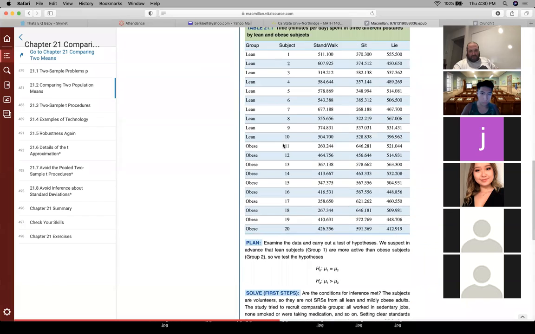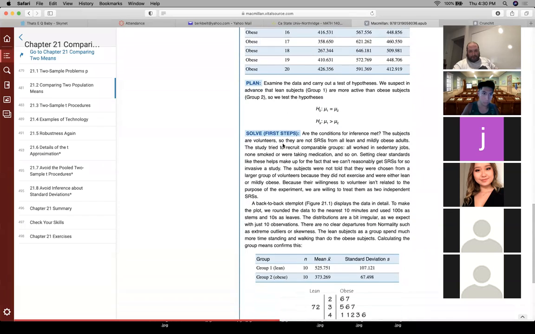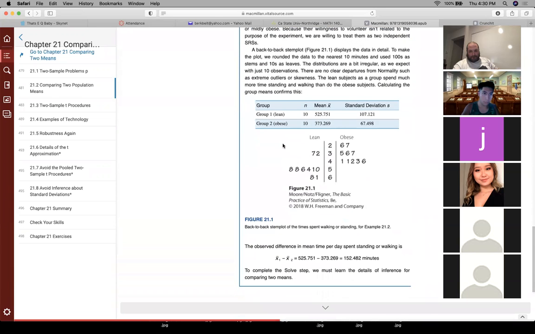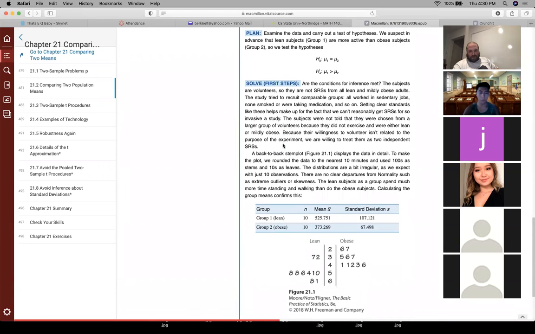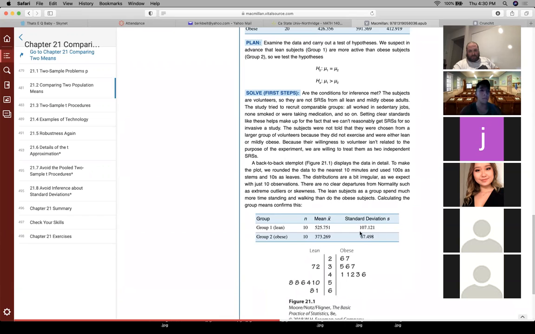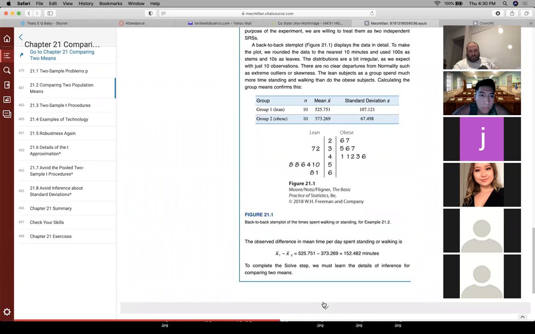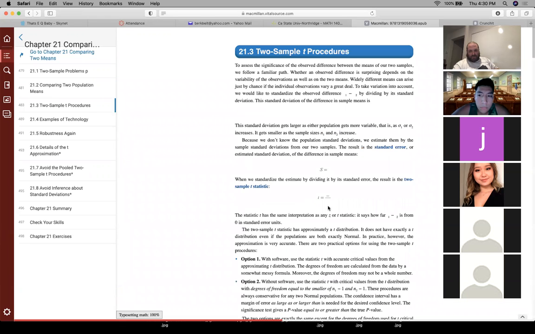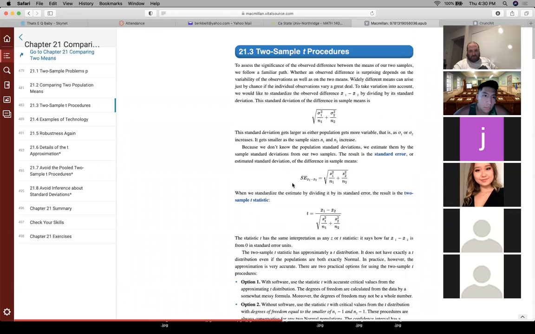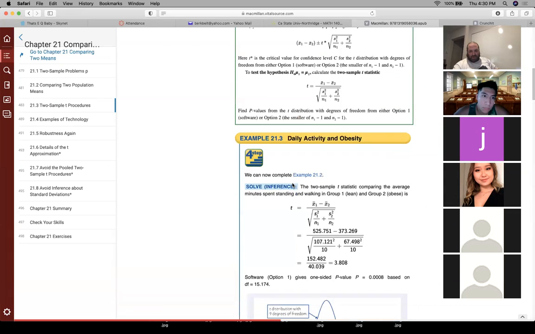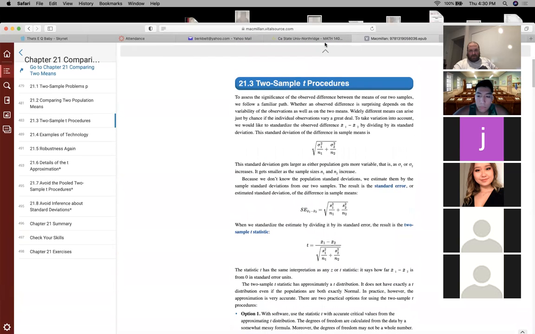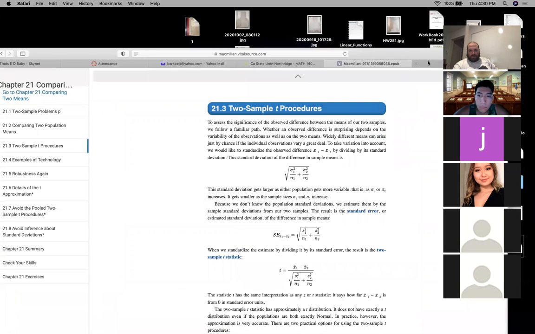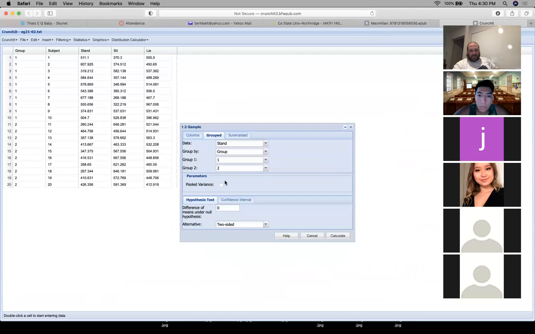So let's see if they even mention that here. They don't mention anything about it. But when you look at their standard deviations, they're pretty far apart. So without any reason to think that we pool them, I would say that we don't. I'm looking for something here that says that we do, and I don't see any. So we're not going to pool them. So we're going to go back, and we're not going to pool them.